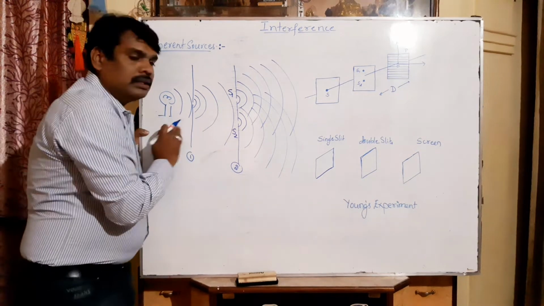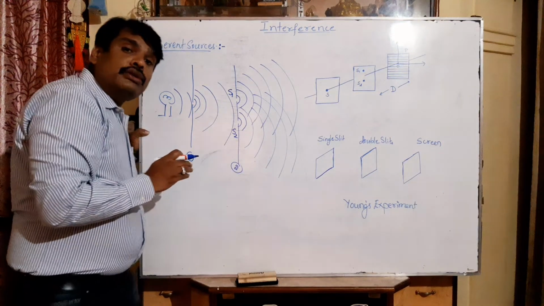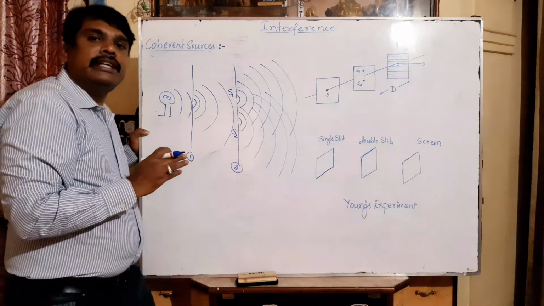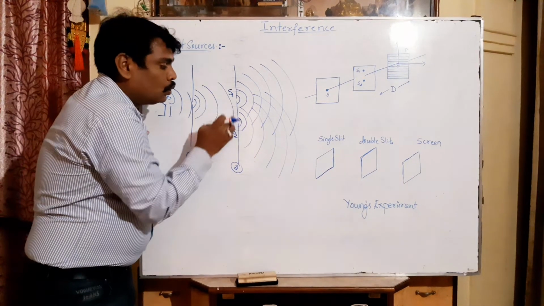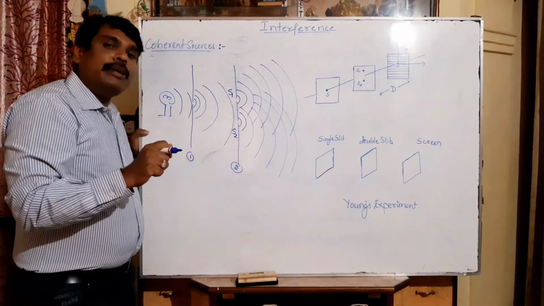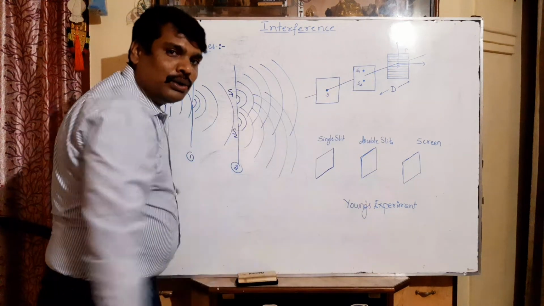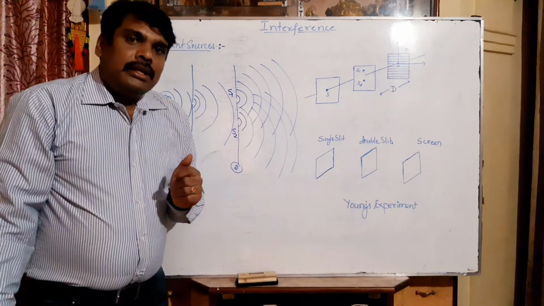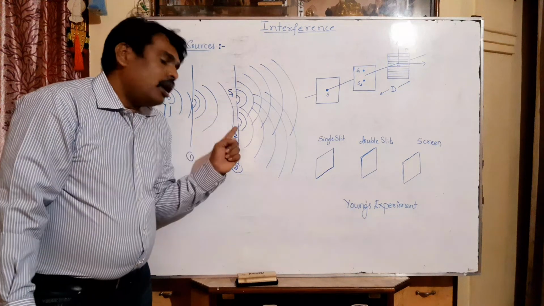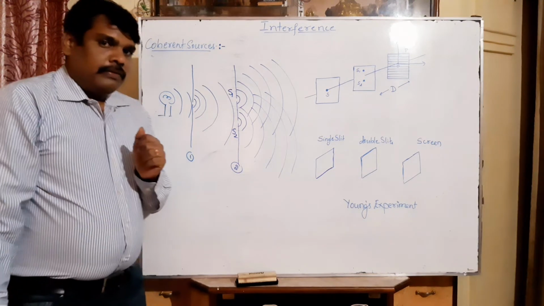Whatever the energy here, the same energy is here also. But there is a modification in the distribution of intensity of light. That modification in the distribution of intensity of light, when two or more waves superpose, is said to be interference. Clear, no? What is interference? Modification in the distribution of light intensity when two or more light waves superpose is called interference of light.